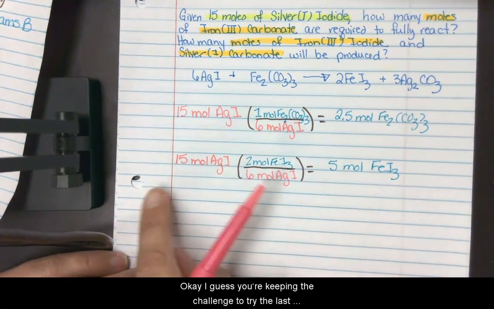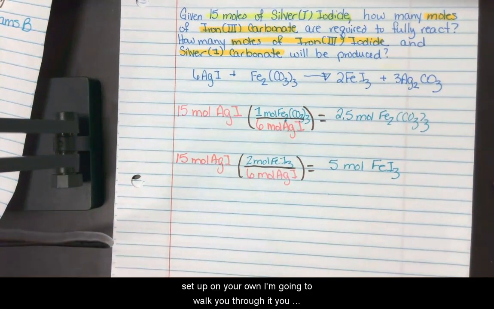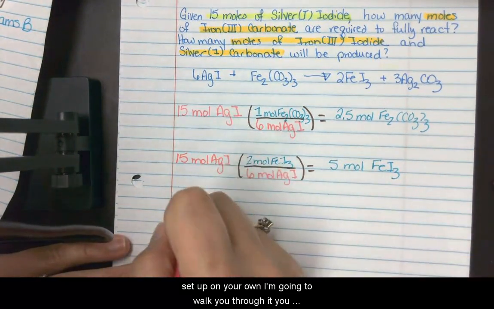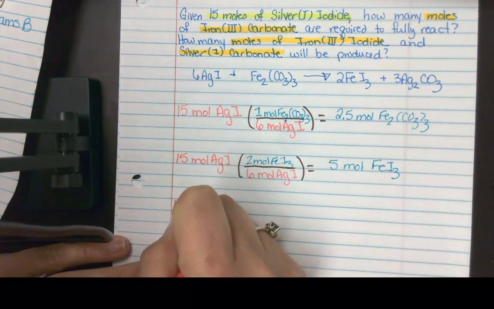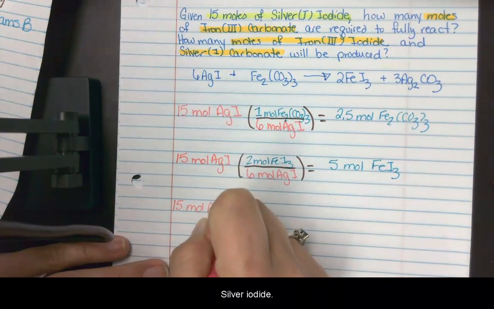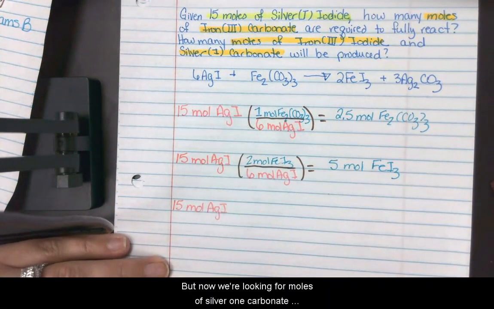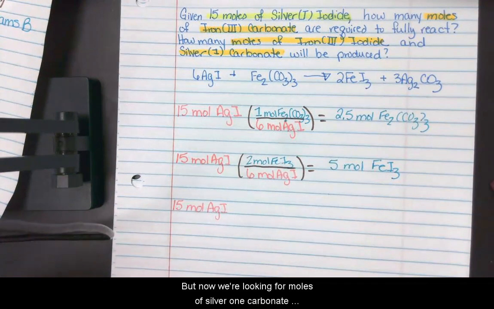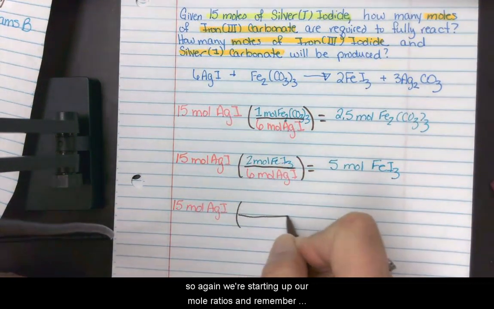Okay, you guys are given the challenge to try the last setup on your own. I'm going to walk you through it. You are still given 15 moles of silver iodide, but now we're looking for moles of silver(I) carbonate. So again, we're starting up our mole ratios.